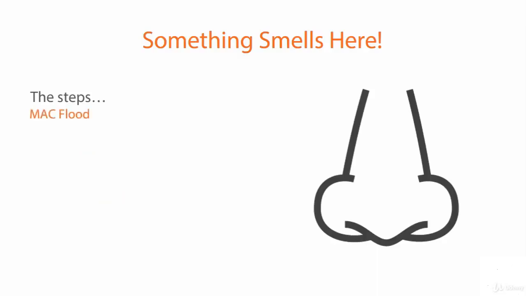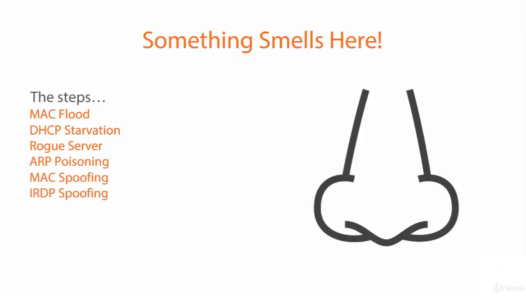So the steps that we go through when pen testing and sniffing include going through the process of doing a MAC flood as well as a DHCP starvation. We'll also attempt to do a rogue server to see if I can trick people into using my machine instead of the company's systems. I'll also attempt to do an ARP poison as well as a MAC spoof, and then we'll check to see if the routers are sharing too much info by doing an IRDP spoofing attack. And then we also have the obvious DNS spoof as well as cache poisoning.